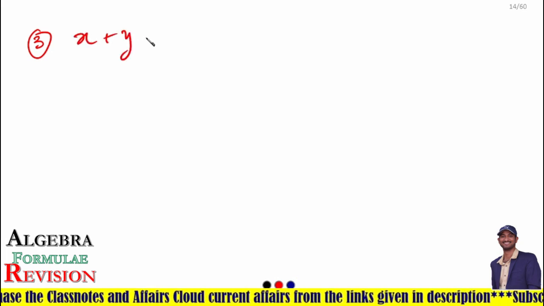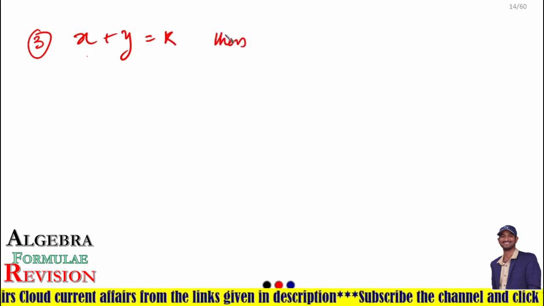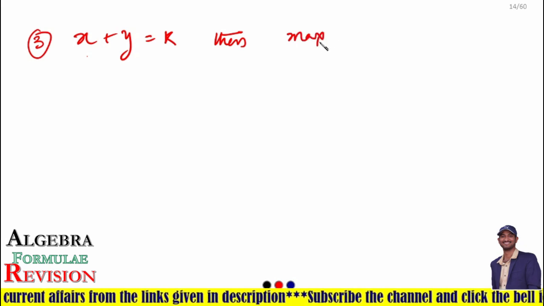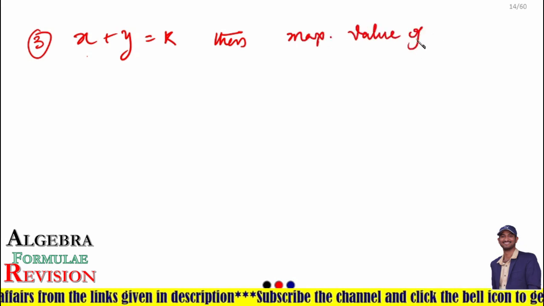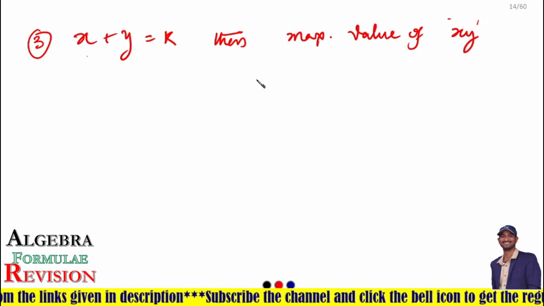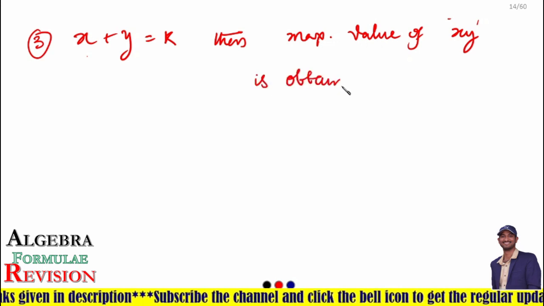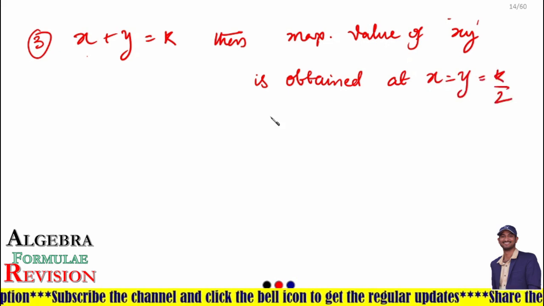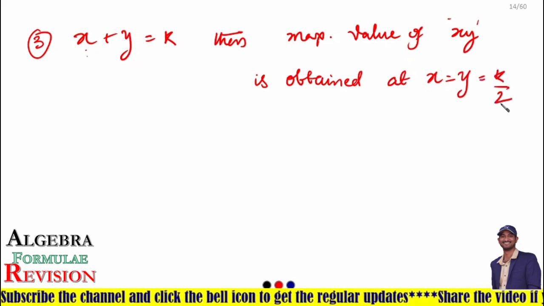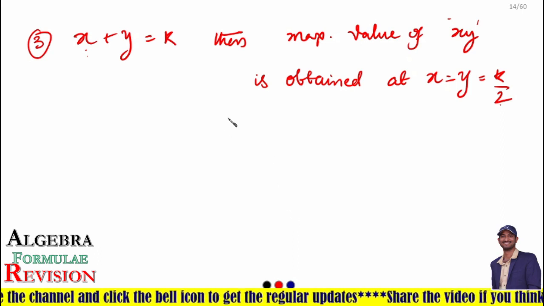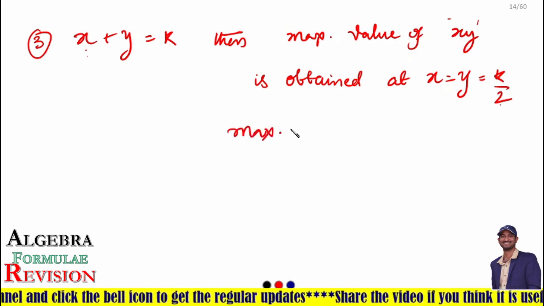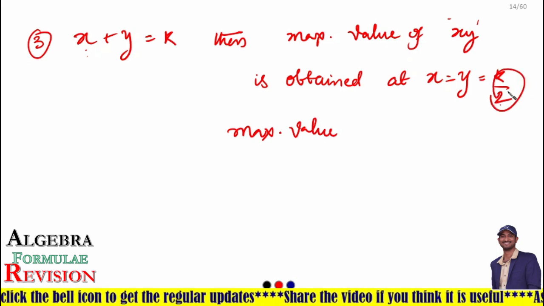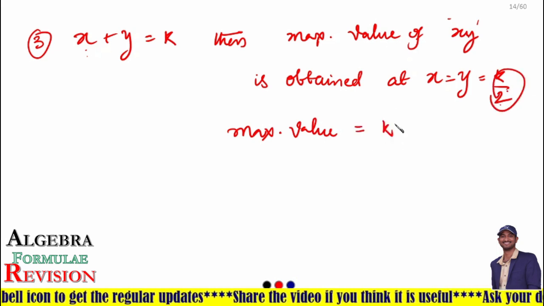Whenever the sum of two variables x plus y is some constant k, then the maximum value of the product of the variables, the maximum value of xy, is obtained at x equal to y equal to k by 2. Since we have two variables, k by 2, and the maximum value, how do you find it? You have to substitute these values here, k by 2 into k by 2, that is k square by 4.